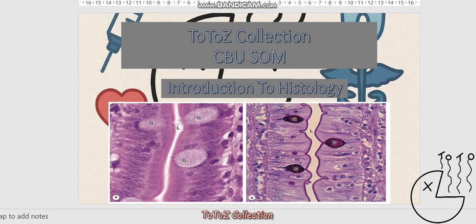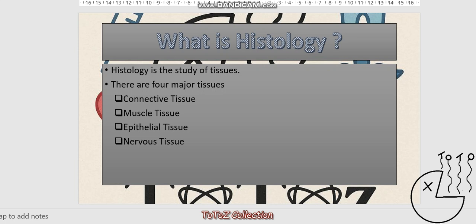So here we're doing an introduction to histology so that we get the basics. So what is histology itself? This is just a study of tissues, and if we look at man, there are 4 major tissues that he must have. So this means that any other tissue that we might come across should fall under one of these 4.